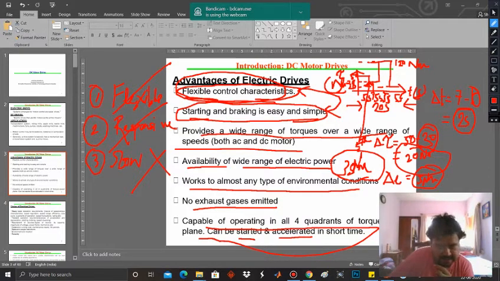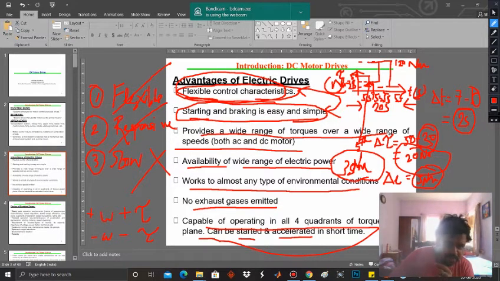That means your torque will have a positive value and it may have a negative value. Your speed, that is omega, may have a positive value, it may have a negative value.